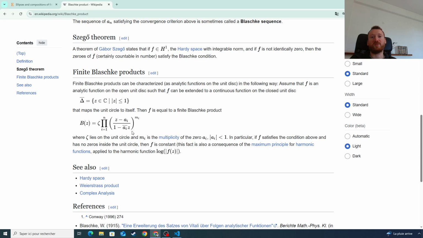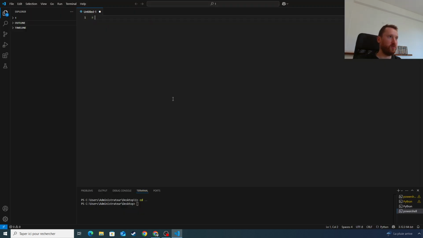You can have in this product many times the same zero, a_i. In particular, we will focus on Blaschke products of the form B(z) equals z times (z minus a) over (1 minus the conjugate of a times z) times (z minus b) over (1 minus the conjugate of b times z), and so on. So B(0) is equal to 0, and say in the notations of Wikipedia, zeta is 1.